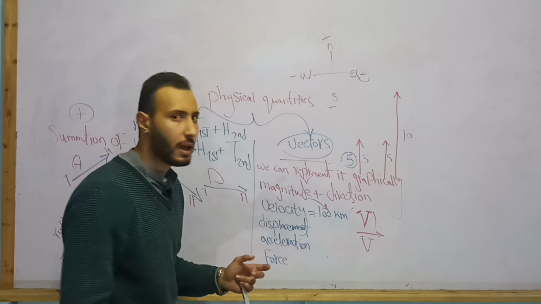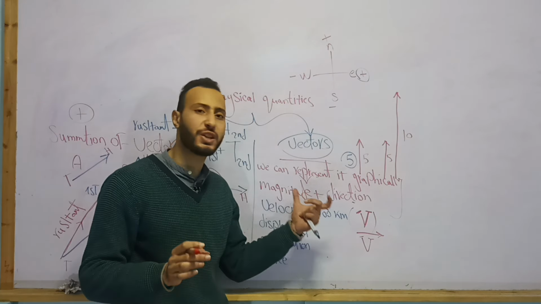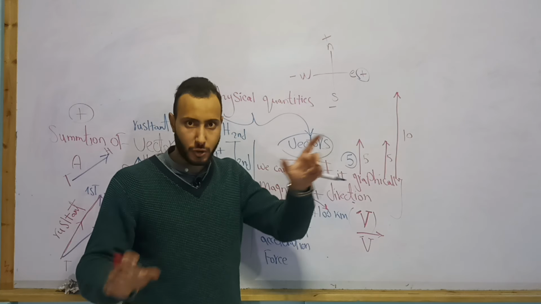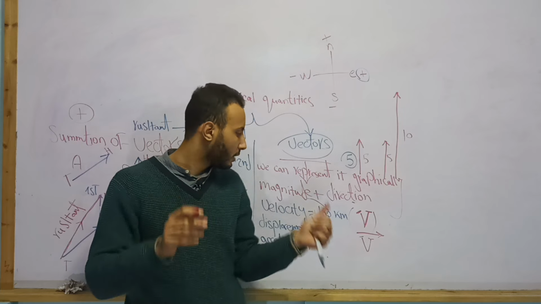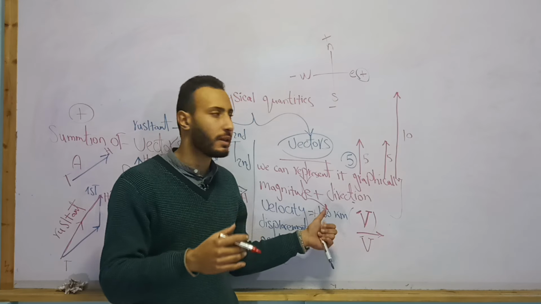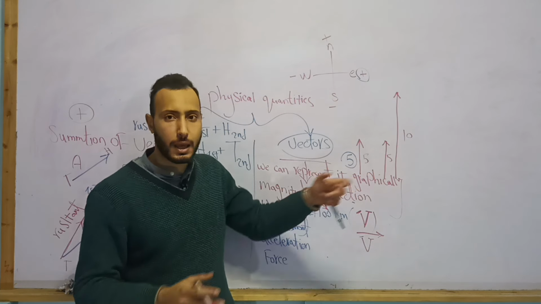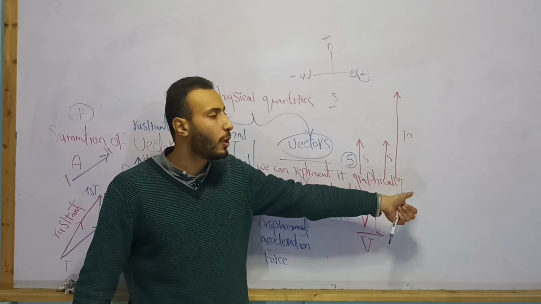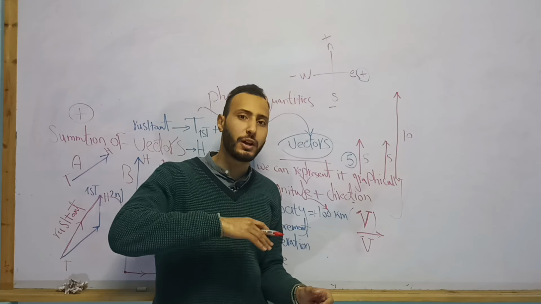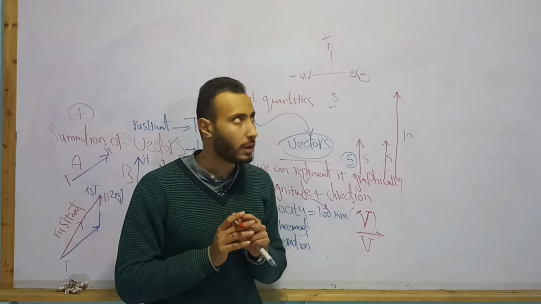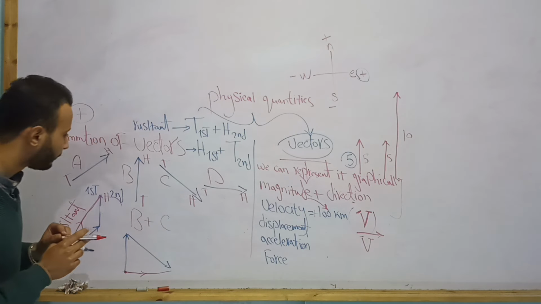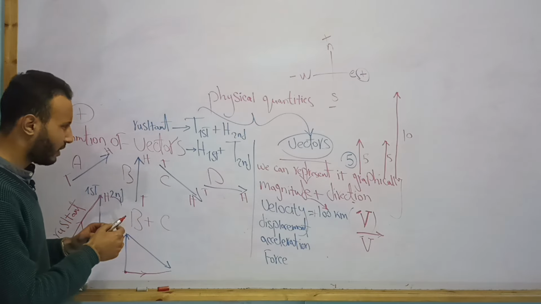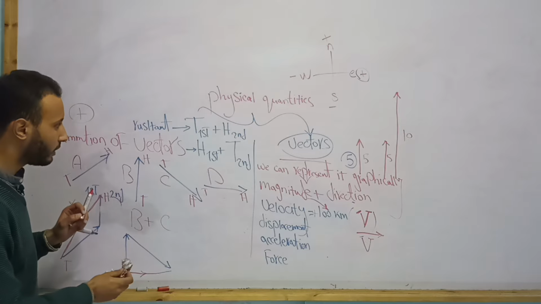So what I mean by that? I mean that we represent the magnitude of the vector by the length of the vector. So if the magnitude is very small, the length of the vector will be very small. And if the magnitude is very large, the length of the vector will be very long. Okay? That's great. So we can take other examples, but that's enough for the summation.